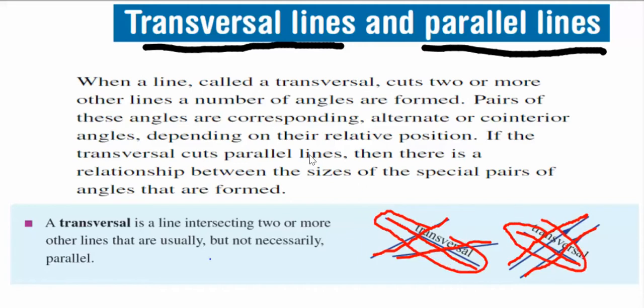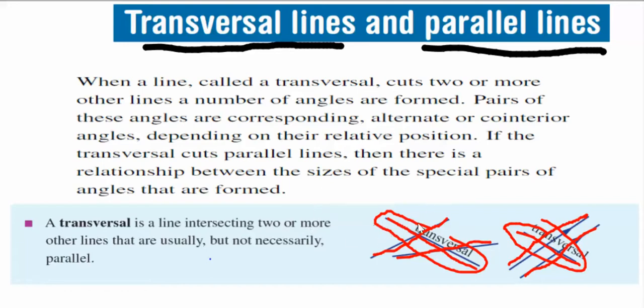That's a transversal. And when you cut lines with a transversal, you end up with different types of angles that are formed. Pairs of these angles are corresponding, alternate and co-interior angles, depending on their particular position. We'll go over that very shortly. If the transversal line cuts parallel lines, then there is a relationship between the size of the special pairs of angles that are formed. There are certain relationships or particular things about these corresponding, alternate and co-interior angles.